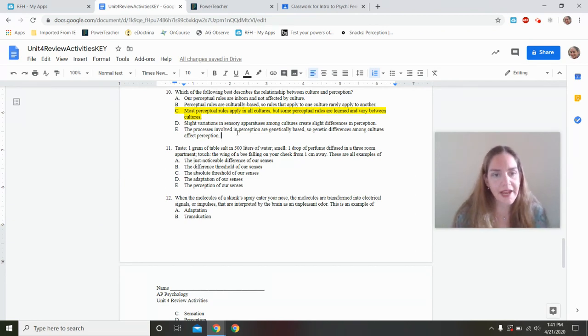11. Taste: 1 gram of table salt in 500 liters of water. Smell: 1 drop of perfume diffused in a 3-room apartment. Touch: the wing of a bee falling on your cheek from 1 centimeter away. These are all examples of just noticeable difference, difference threshold, absolute threshold, adaptation of our senses, or the perception of our senses.